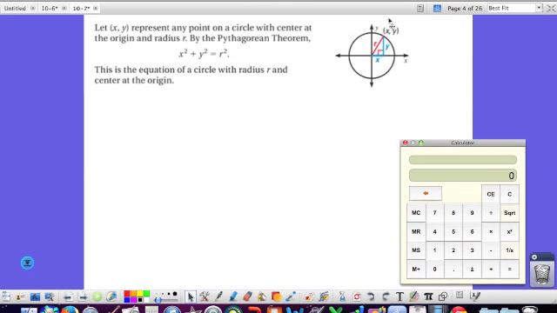Let x and y represent any point on a circle with a center at the origin. By the Pythagorean theorem, x squared plus y squared is going to equal the radius squared. This is the equation of a circle with radius r and the center at the origin.